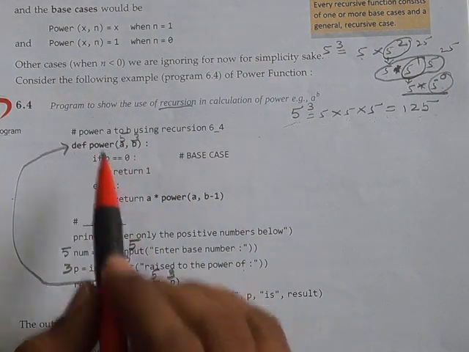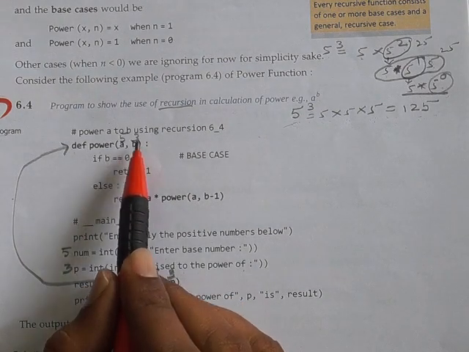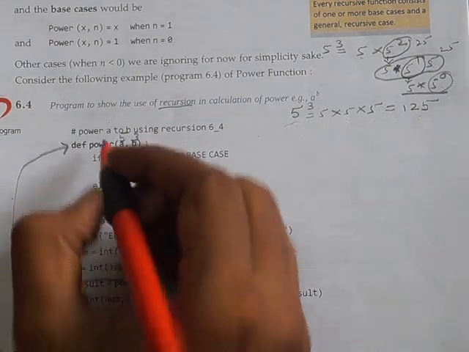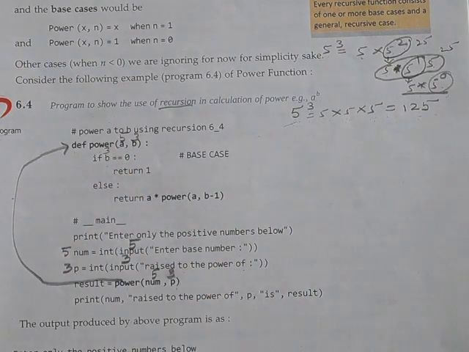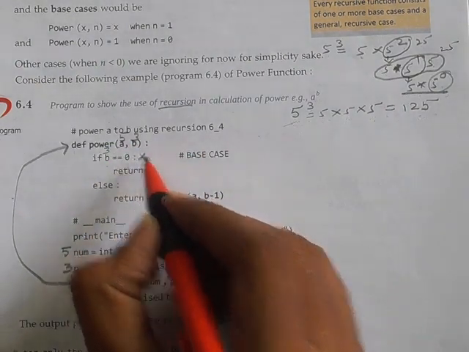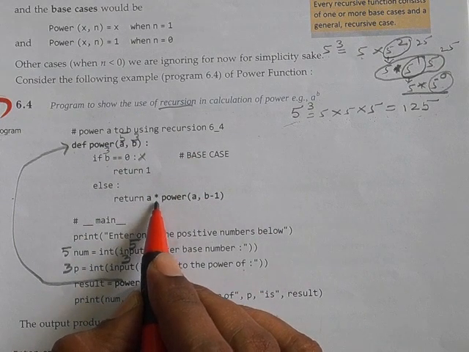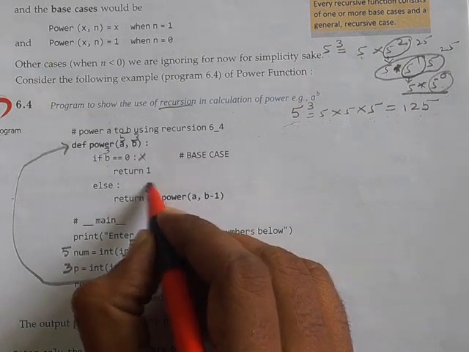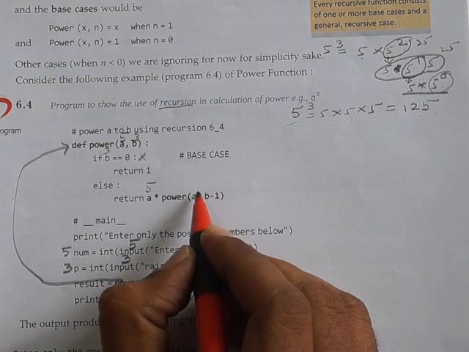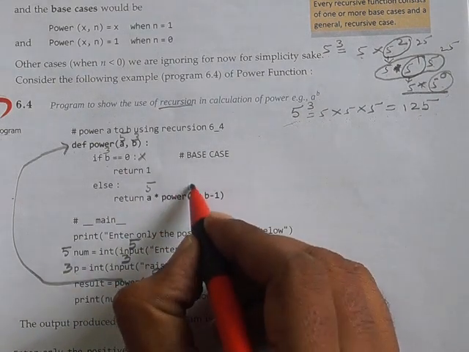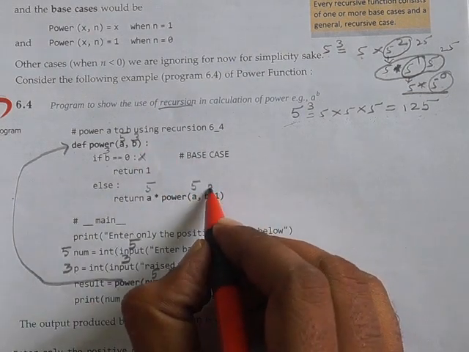Now you check. I will ask you a question. What's the value of b? Yes, the answer is 3. I will write 3 equal to 0. The condition is of course false. Then it will come here, return 5 into power. A means the answer is 5. So b minus 1 means 3 minus 1, that is 2.